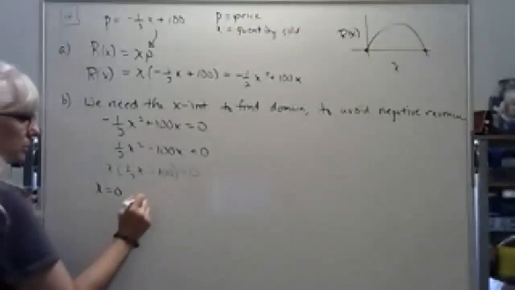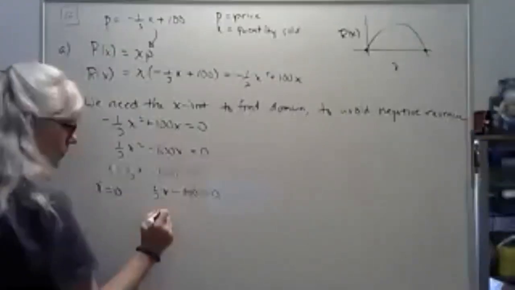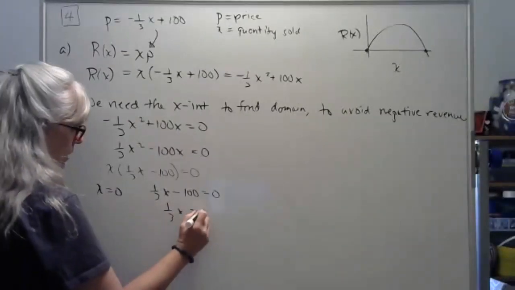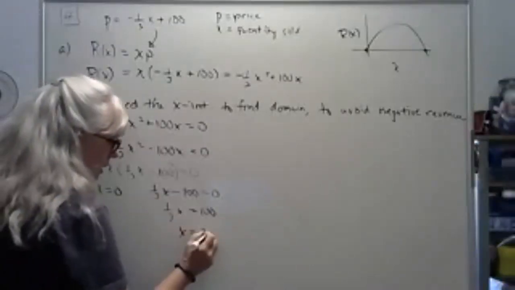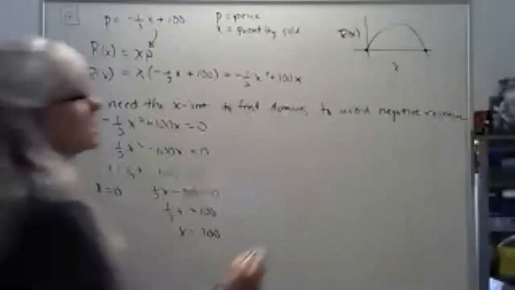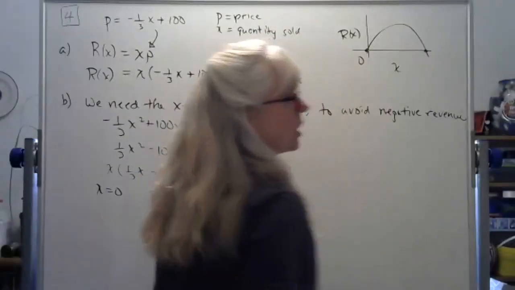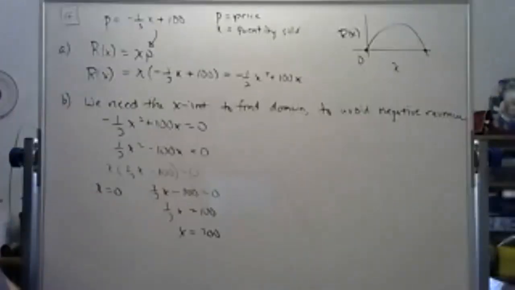So x equals 0. 1/3 x minus 100 equals 0. That's 1/3 x equals 100. And then multiplying both sides by 3 would give me 300. So I've just found the two x-intercepts. The one on the left side makes sense. If you don't sell any product, then you don't make any revenue.